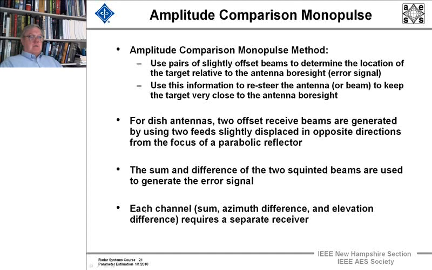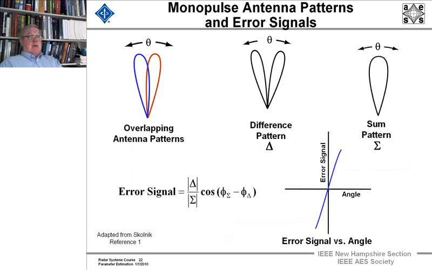And there are going to have to be multiple receive channels: one for the sum, one for the azimuth difference, and one for the elevation difference. Each requires a separate receiver. So to very accurately measure the exact position in the beam using this amplitude monopulse technique, you're going to end up having three different receivers. We call them channels, okay?